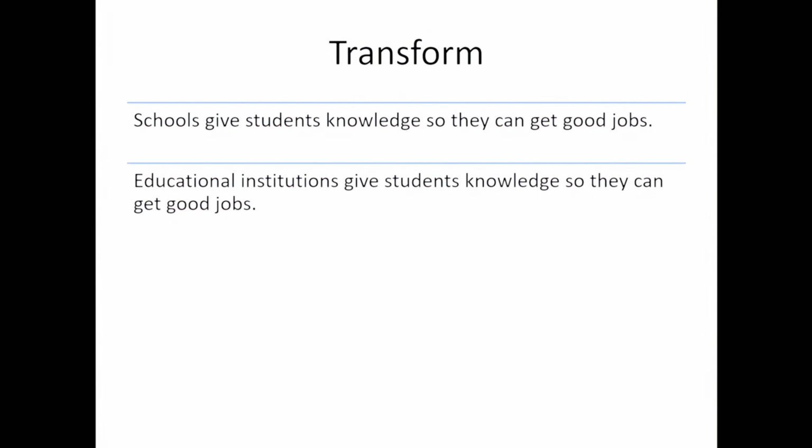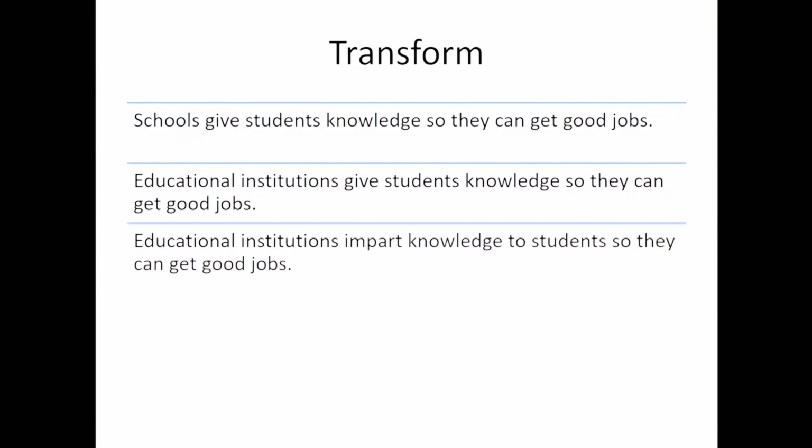First of all, let's change the word schools. What else can we say for schools? Well, we can say educational institutions. So educational institutions give students knowledge so they can get good jobs. So what word would you change next? Let's have a look. I've changed one. Okay, so let's choose another word to change. What one would you choose? Well, I'll choose give. So educational institutions impart knowledge to students so they can get good jobs.